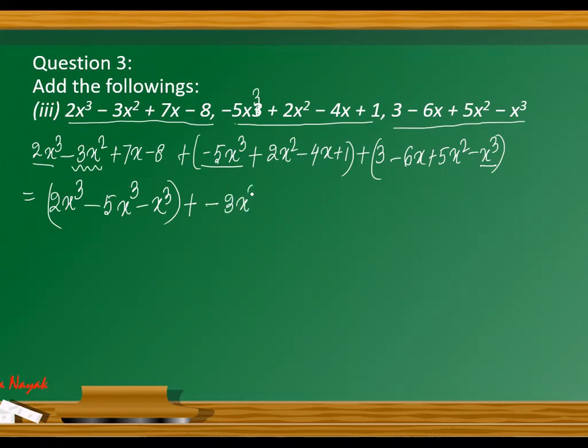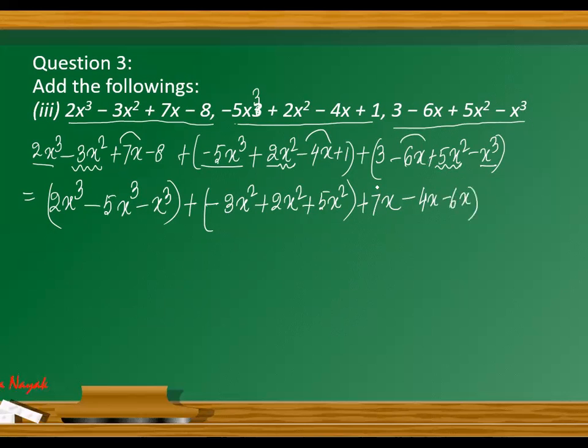Then I'll come to x square. Negative 3x square, positive 2x square, then positive 5x square. Second group completed. Then I'll take x: plus 7x, negative 4x, negative 6x. Then what else is constant now? So this will be negative 8, positive 1 and 3.